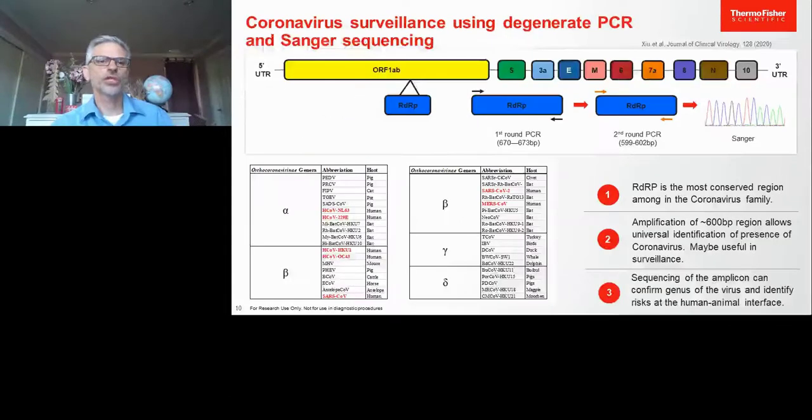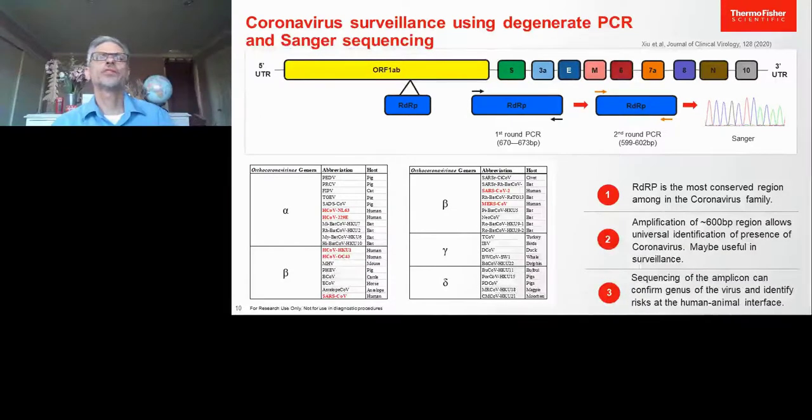So one approach that has been used for this purpose, that has the capability to identify all currently recognized and potentially future emergent coronaviruses, is an RT-PCR amplification-based approach, followed by sequencing of a particular region of the coronavirus, the RNA-dependent RNA polymerase region of the virus in the ORF1AB region. And this approach is described in the publication listed at the top of the slide here in the Journal of Clinical Virology, but has been widely used by others as well.